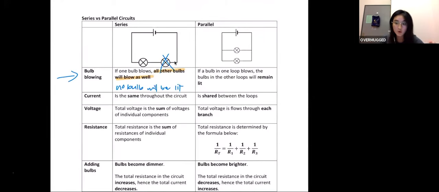All right, so if one goes down, all of them will go down. Why? Because you see, you trace your current. In order for the bulb to light up, the current has to go back to the power source. But you see here, this one blew. This one was totally faulty. So you took it out.